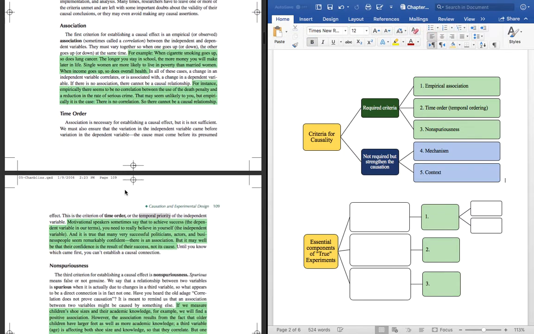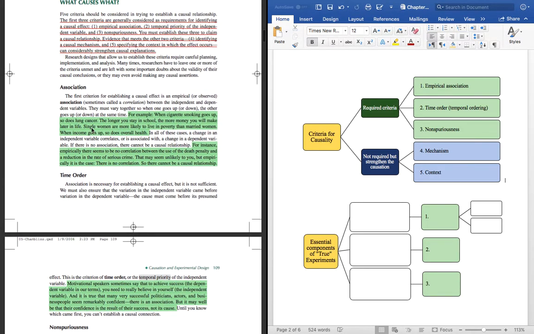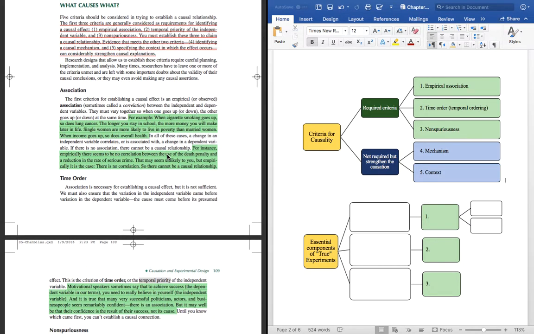Okay, so let's briefly go through what each means. I'm not going to go through all the details or examples. I'm just going to give you general definitions. So association is the first criteria. Before we can conclude that our independent variable causes our dependent variable, we need to find an association between these two variables. They must change together. It means that when our independent variable goes up or down, our dependent variable should also go up or down at the same time.